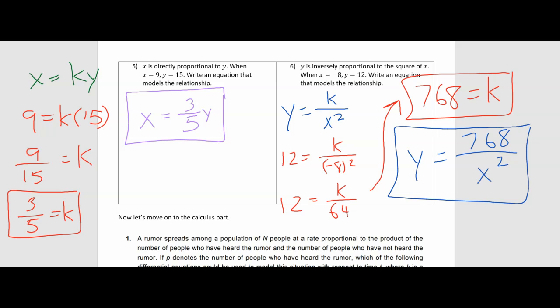Okay, so even though those were some word problems, not really real-world scenarios, they were just working with variables, let's move on to some real-world scenarios and also some differential equations.